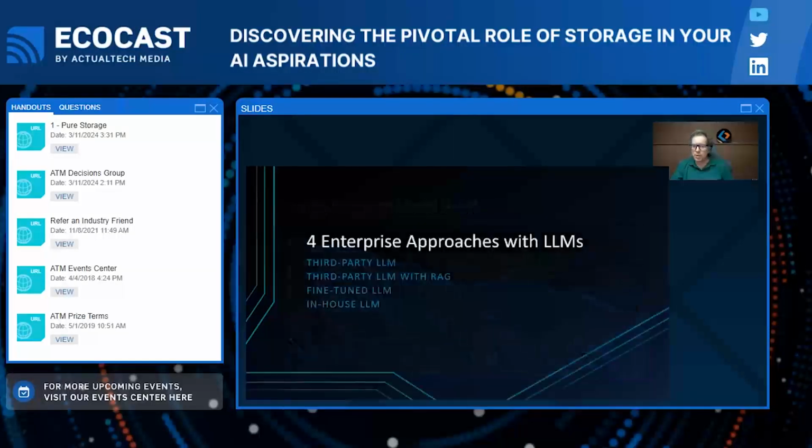So what are the approaches for the enterprise with LLMs? This is a developing industry, but we're seeing four general approaches take shape. And the first is just using a third-party LLM. An example of a third-party LLM would, of course, be ChatGPT, and the use case might be, say, your marketing department using ChatGPT to help create first drafts of marketing copy. Simple. The second approach uses the same third-party LLM, but it involves something called retrieval augmented generation, or RAG.